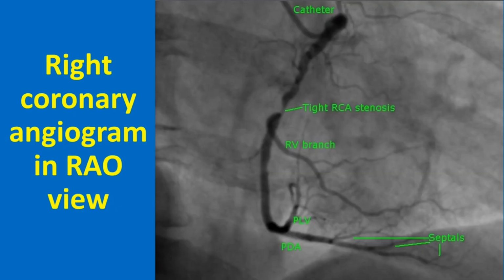Here is another right coronary angiogram in RAO view. Here the septal branches of PDA and PLV are seen well. RAO view shows the proximal part of the right coronary artery in a vertical line. RAO view is identified with the spine seen on the right side. Tight stenosis is seen just before the origin of right ventricular branch.